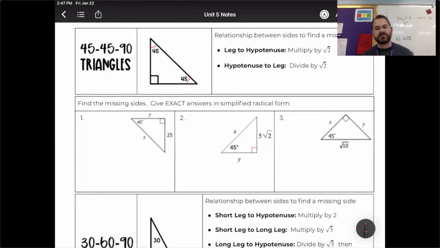Now, I want you to remember something. If both of these angles are 45 degrees, both of these angles are congruent, which makes this an isosceles triangle, okay?